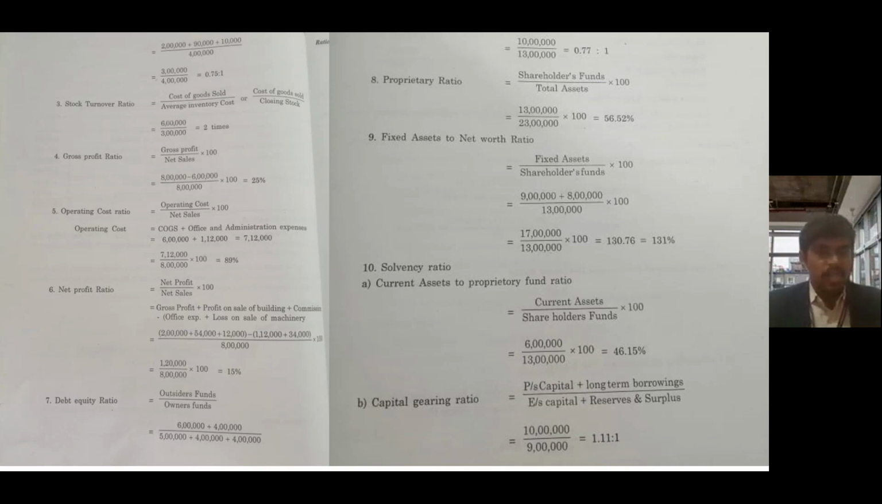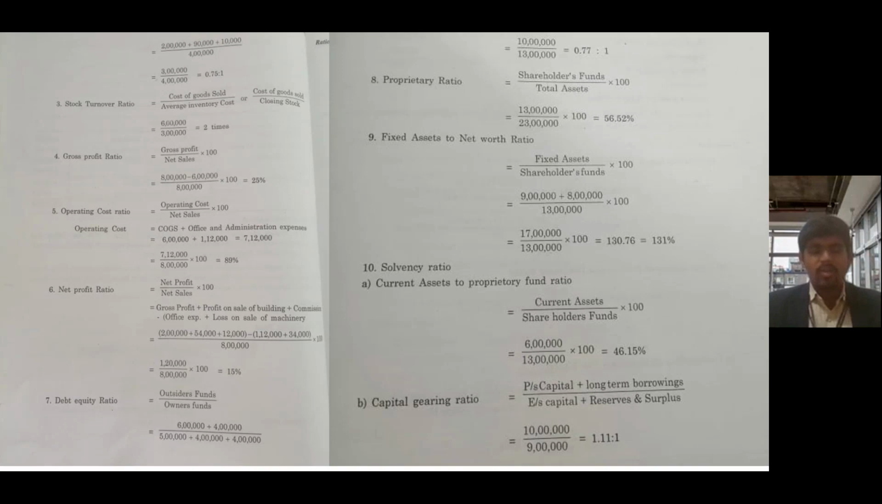Next is the operating cost ratio. The next important ratio they ask us to calculate is the operating cost ratio. You can see the formula is operating cost divided by net sales into 100. Now we have to understand what the operating cost is here. If it is given, we can take it directly. If it is not given, we have to calculate it: operating cost is equal to cost of goods sold plus office and administration expenses. Cost of goods sold is the cost at which we produce and sell the goods, and whatever expenses we are involved in, direct or indirect, altogether we have to add. So that will become the total operating cost.